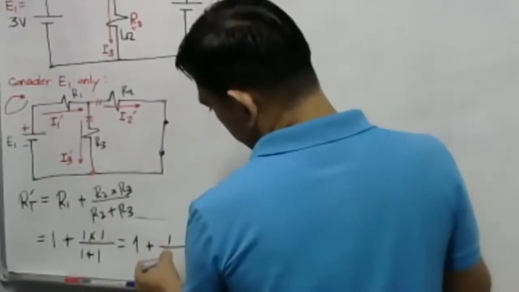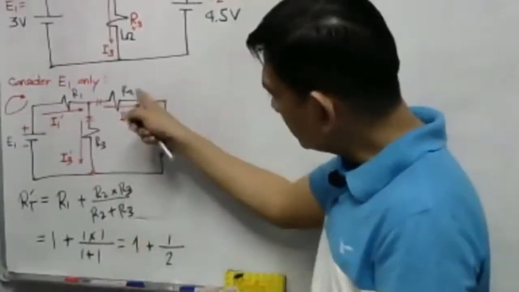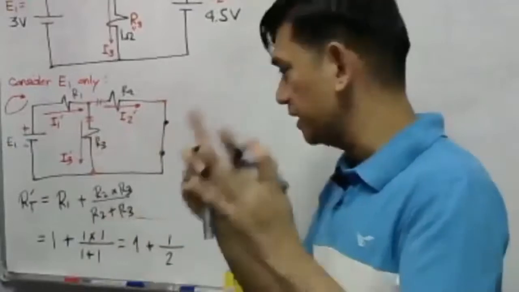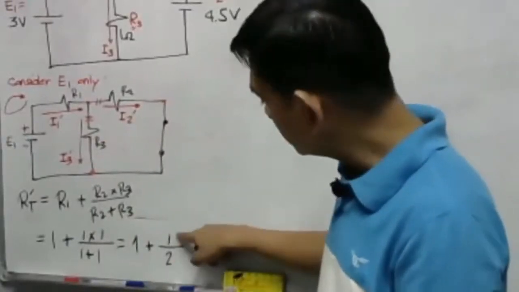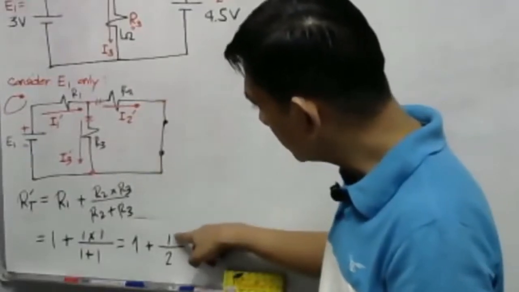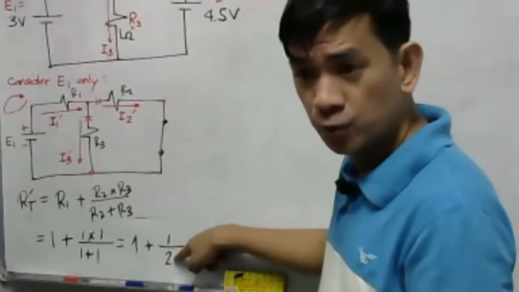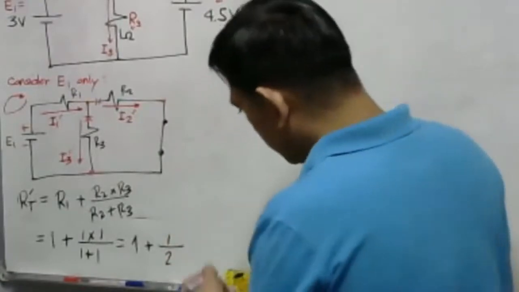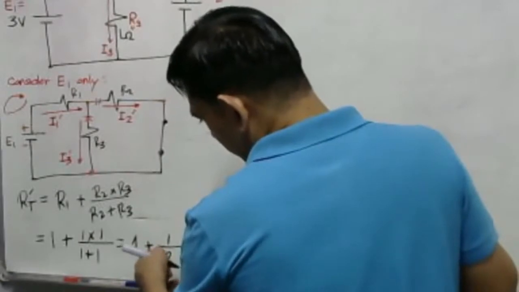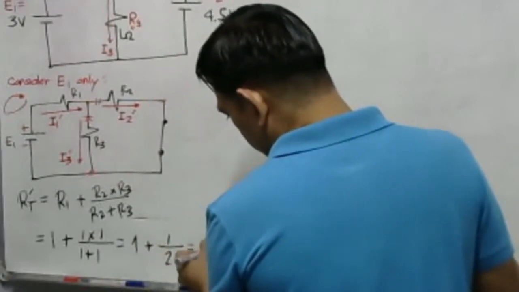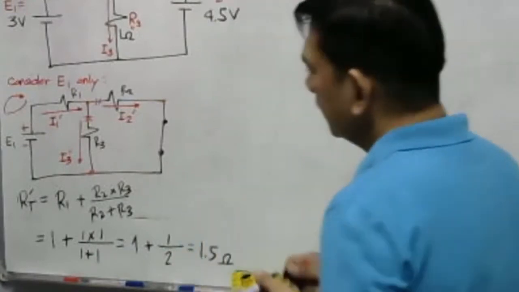So 1 times 1 is simply 1, and 1 plus 1 is simply 2. Remember, these are identical resistors in parallel, so that is equal to the branch resistance over the number of branches. The branch resistance is 1 ohm, and the number of branches is 2. That's why you have 1 over 2. So we have 1 plus 1 half, that will be 1.5 ohms.